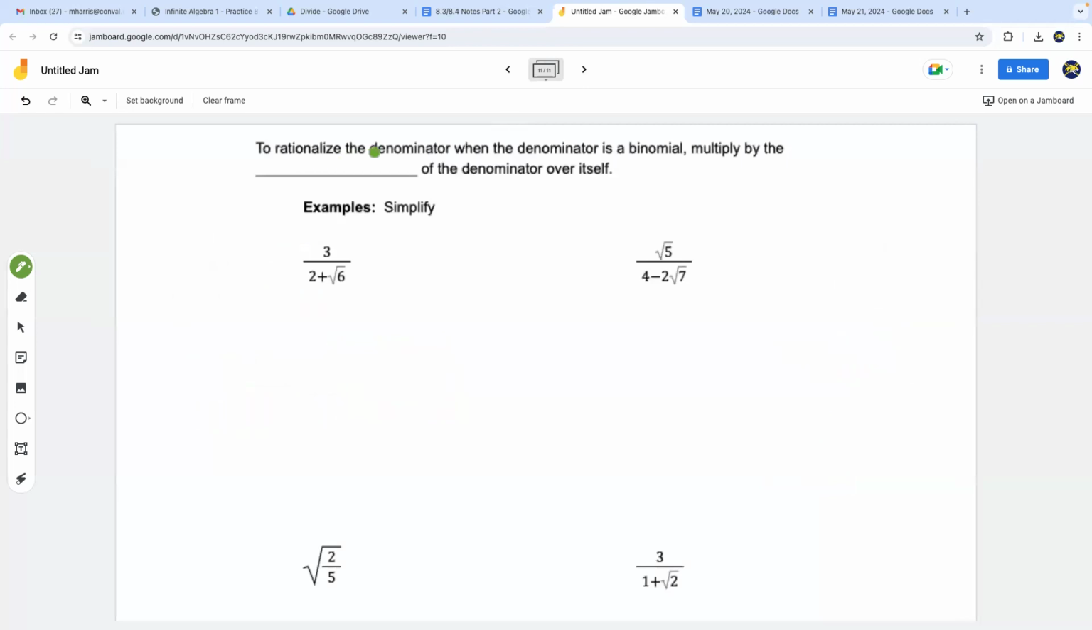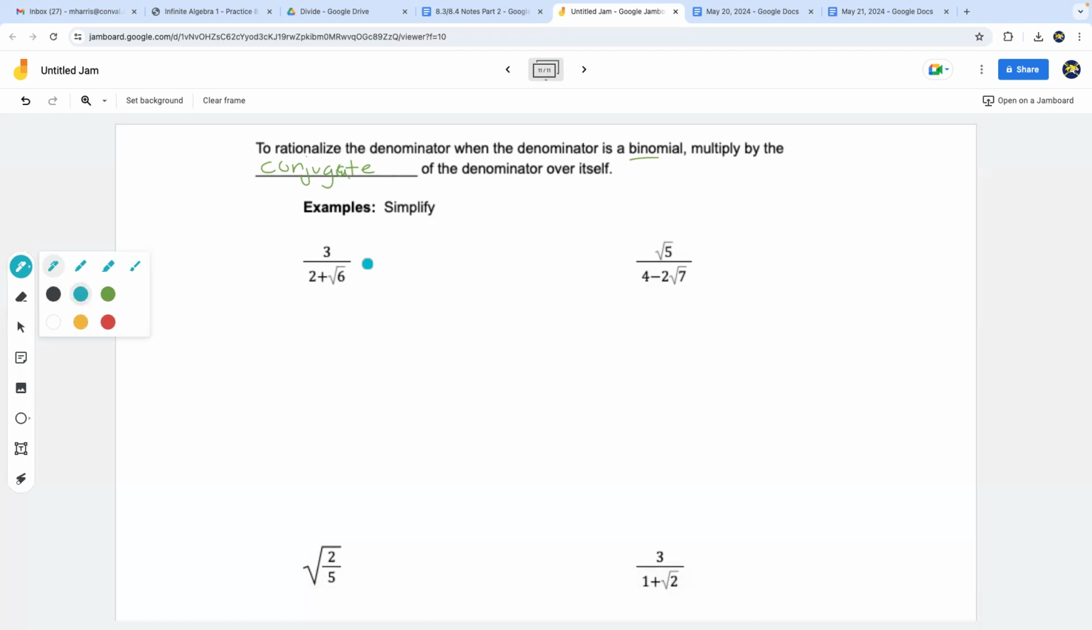And lastly, to rationalize the denominator when the denominator is a binomial, multiply by the conjugate. This is where that conjugate comes into play. I mixed the A and the G up. Conjugate. This is supposed to be a G, and this is supposed to be an A. Good job. You spelled really well. And let me erase some of this stuff here. There we go. All right, we got it. All right, let's go blue.